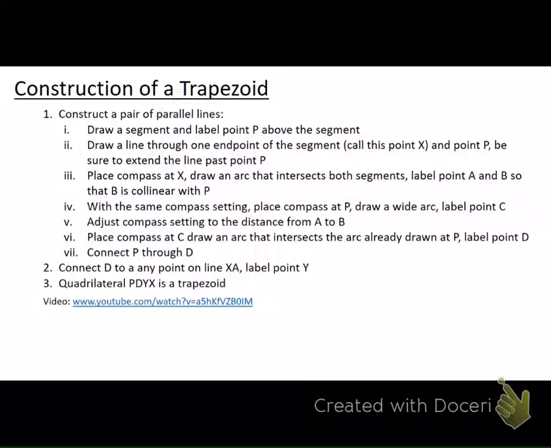We're constructing a trapezoid. Okay, so then you're going to place the sharp end of your compass on point X and draw an arc that intersects both segments. You're going to label point A and point B on the 2 segments. Do not change the width of that. I'm going to call those point A and point B. Point B needs to be collinear with point P.